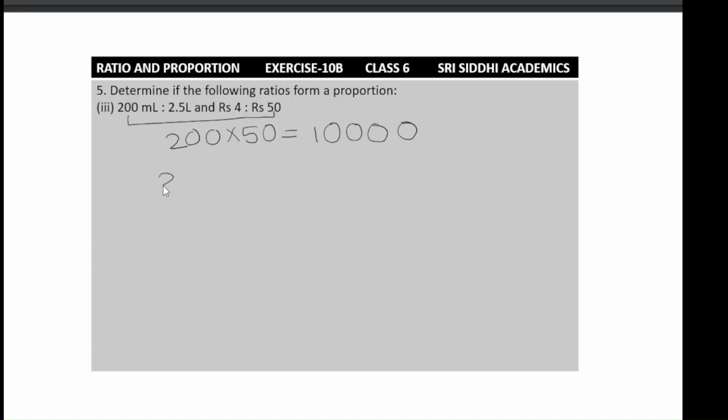Now 2.5 L, if I have to convert to ml, what will it be? I'll multiply it with 1000, right? Because 1 liter is equal to how much? 1000 ml. So 2.5 it is. 10 will help me take this decimal point here. So 10 is gone because of the decimal point. Then left are two more zeros, so 2500 ml, right? If I convert to ml, 2.5 liters is 2500 ml.